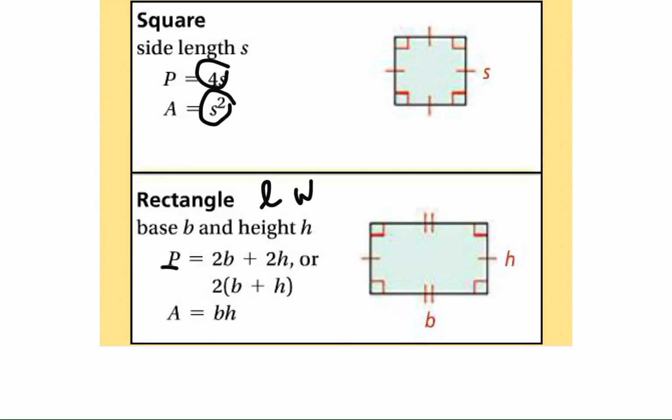For a rectangle with base b and height h, or sometimes you'll see length and width used as well, the perimeter is 2 times the base plus 2 times the height, or you might see it as 2 times the length plus 2 times the width, or if you want to factor out that 2, you can do that as well. The area of a rectangle is the base times the height, or if we're talking in length and width, length times the width.